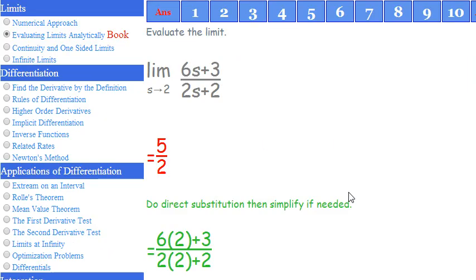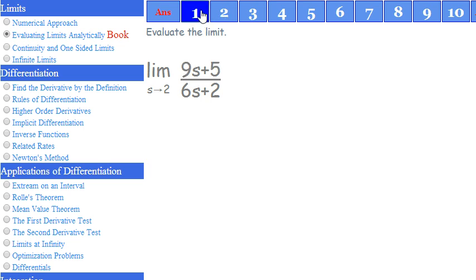However, we're not always going to have that option when we plug our number in. We're probably going to get 0 over 0, which means we'll have to use some technique. In this particular problem, we plugged 2 directly in and get 5 halves. You can do the math here: 6 times 2 is 12, and 12 plus 3 is 15, and then you have 4 times 5 times 6, and you just reduce that down, and you should get 5 halves.